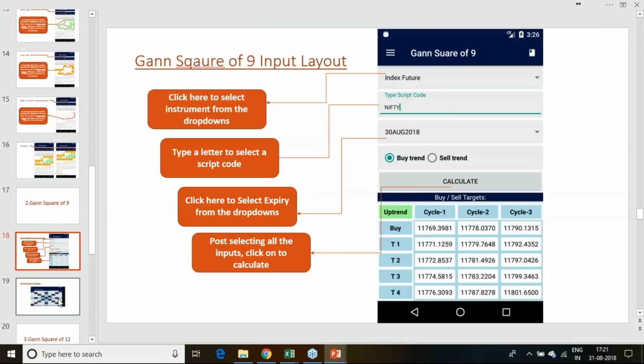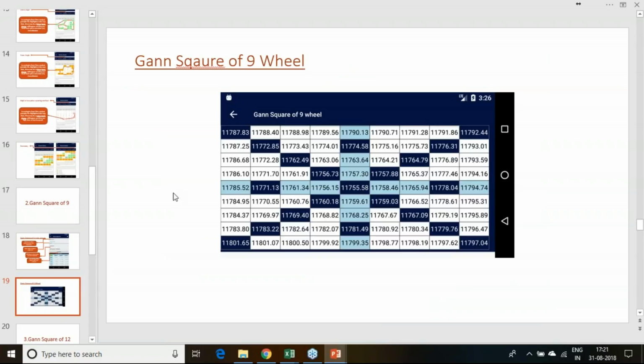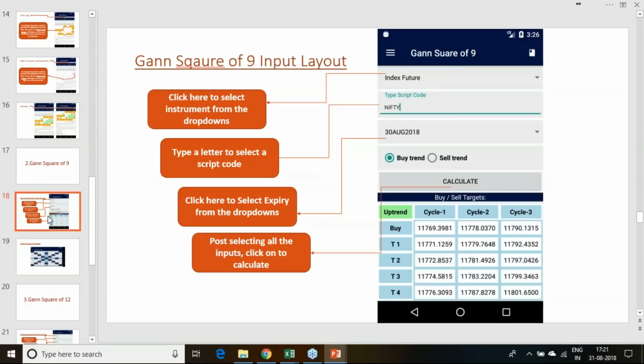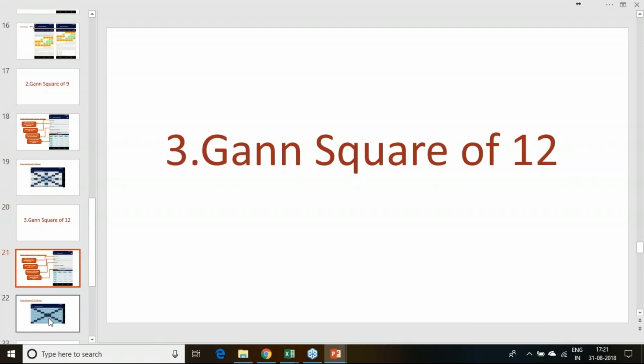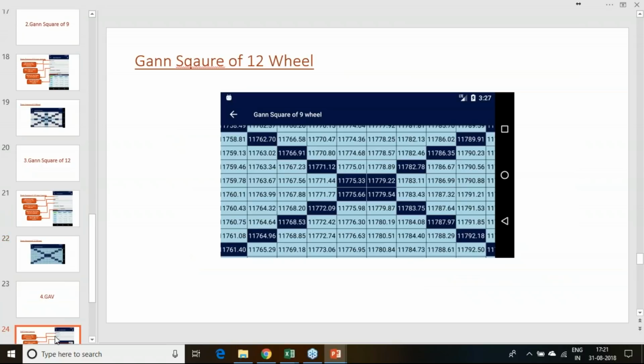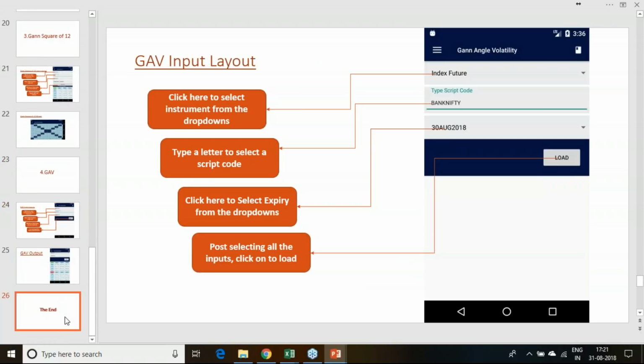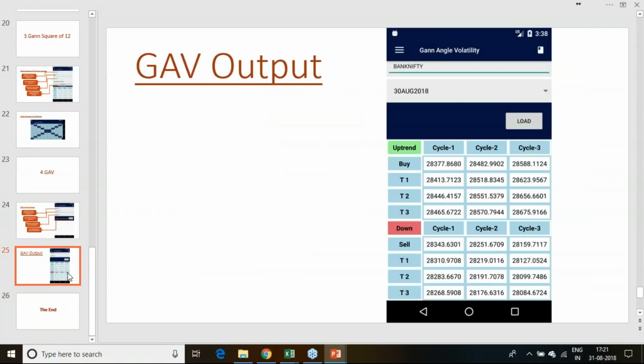So Gann square of 9 principles, using the cycle theory, we have put in. What are the different cycles the square of 9 can give? You can get a Gann square of 9 wheel also, but here we simplified it in terms of cycles: where you should buy in an uptrend cycle, what the downtrend cycle is. Based on that we have made it. And Gann angle and volatility, we already had that. Many are having that particular tool, and we have added that in this tool too.